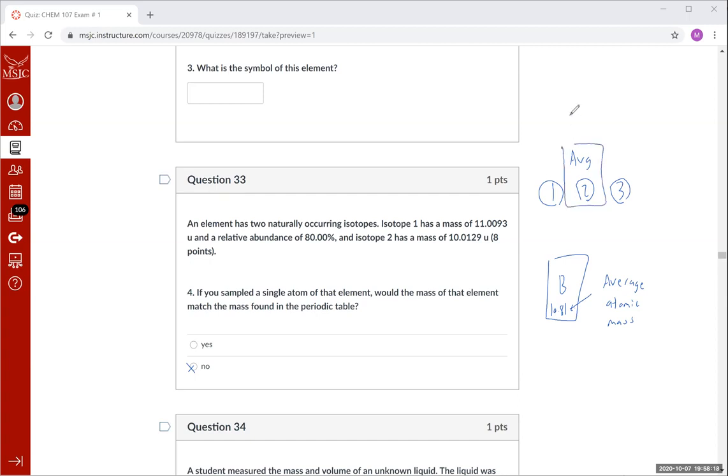Same principle applies. The average atomic mass doesn't match the mass of any given isotope. It's the weighted average of all isotopes of that element, accounting for percent abundance. Does that make sense to everyone? Does this idea make sense? Yes. Okay, perfect. So let's keep going with this.